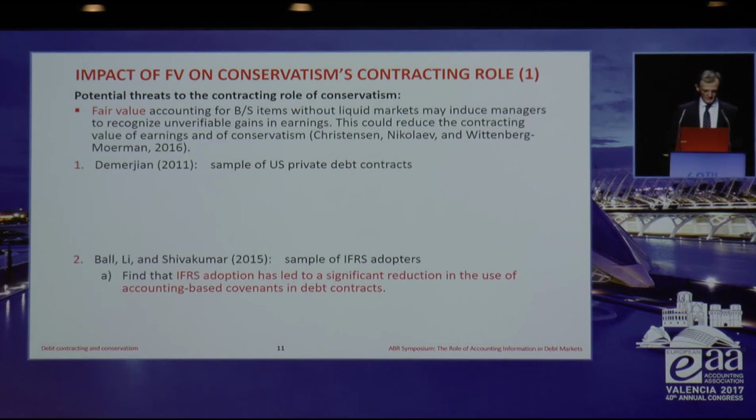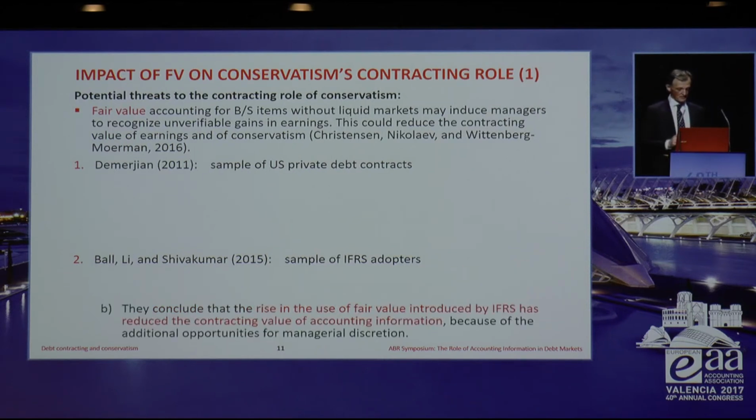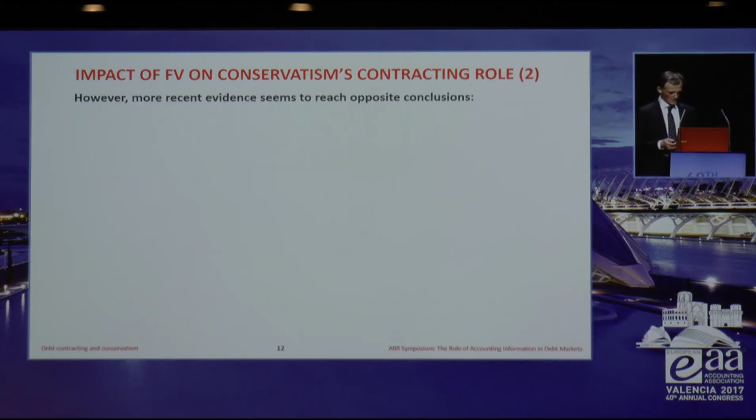The second piece of evidence is by Boldy and Shiva Kumar. It's an international sample because they look at the adoption of IFRS, so it's more pertinent to us. They find that the adoption of IFRS has led to a significant reduction in the use of accounting-based covenants in debt contracts. Again, they attribute this result to the rise in the use of fair value introduced by IFRS, which has reduced the contracting value of accounting information because of the additional opportunities for managerial discretion. Fair values are not easy to measure, and this allows for additional discretion.